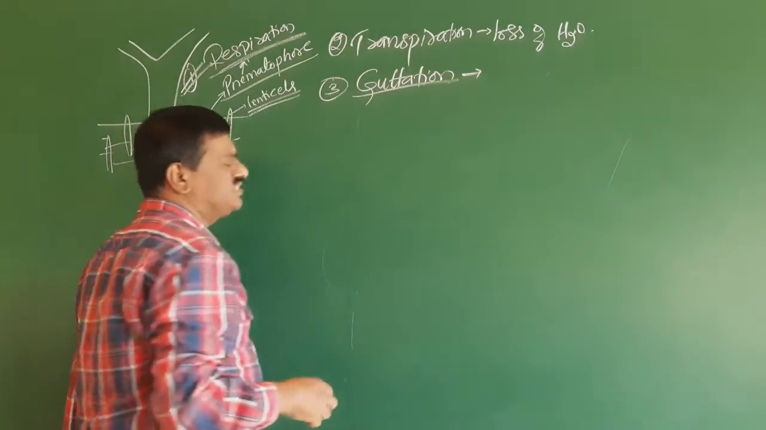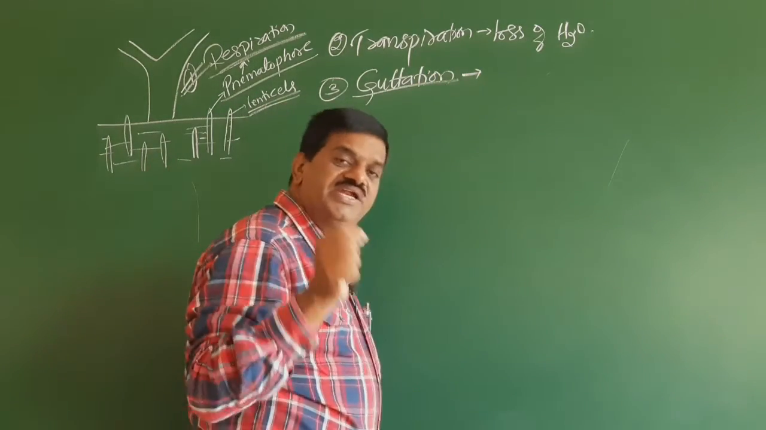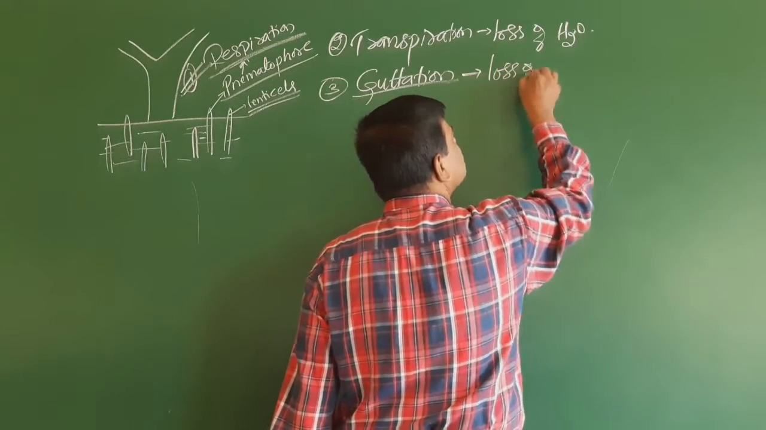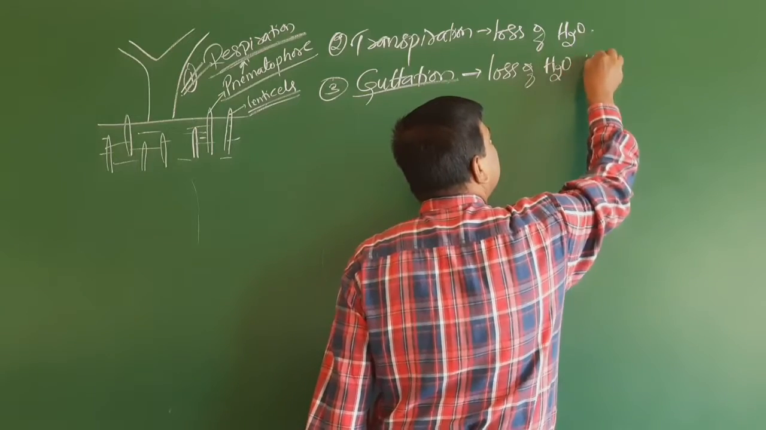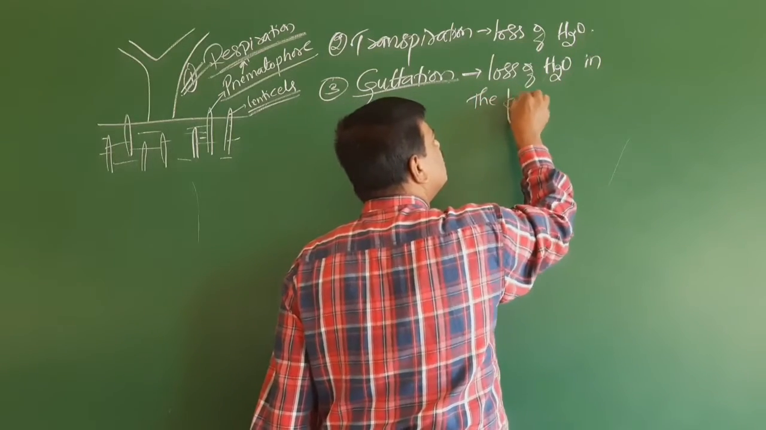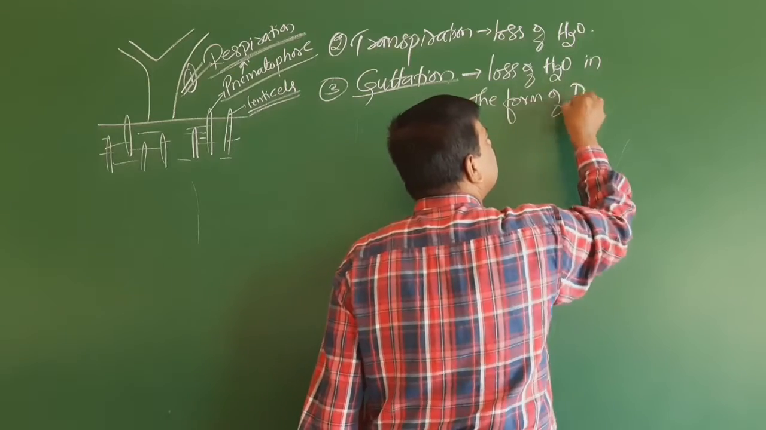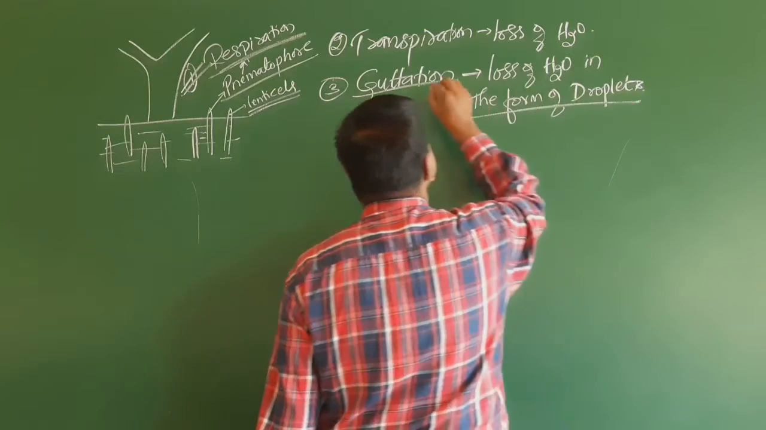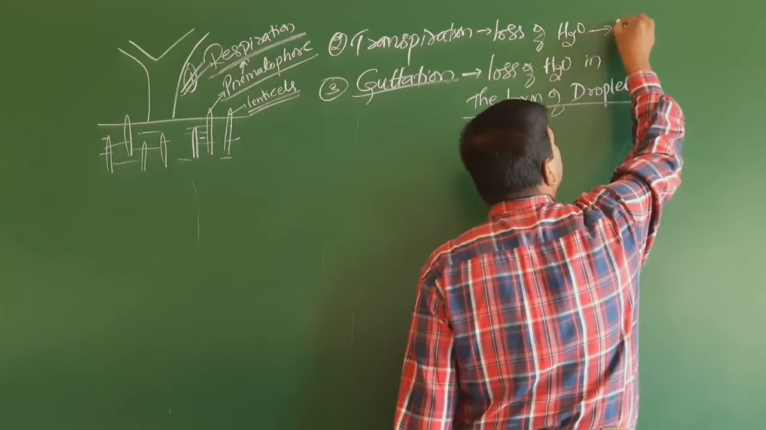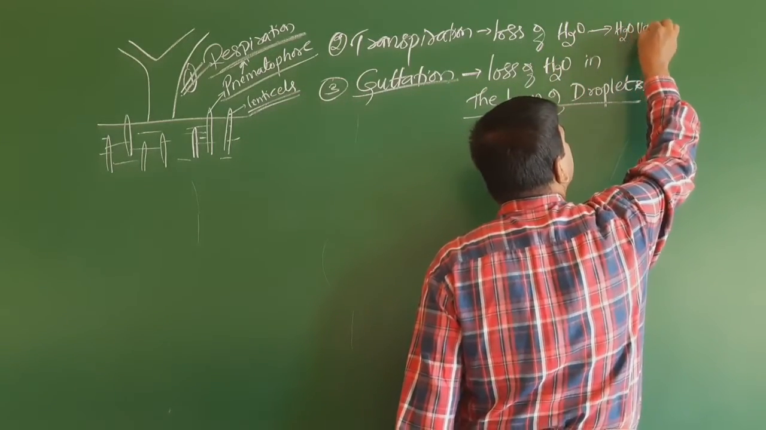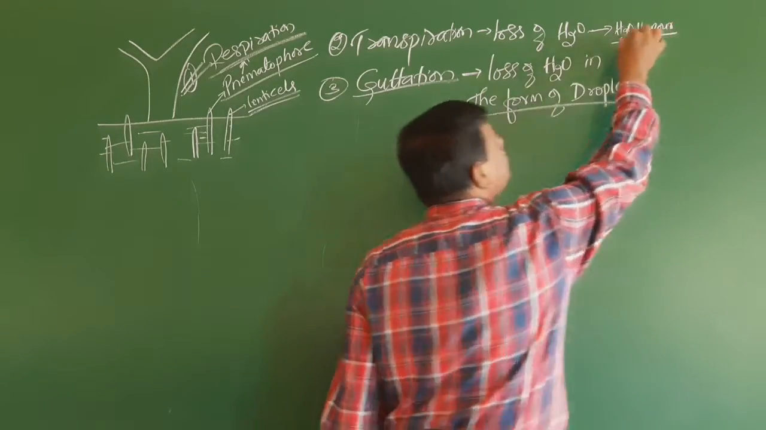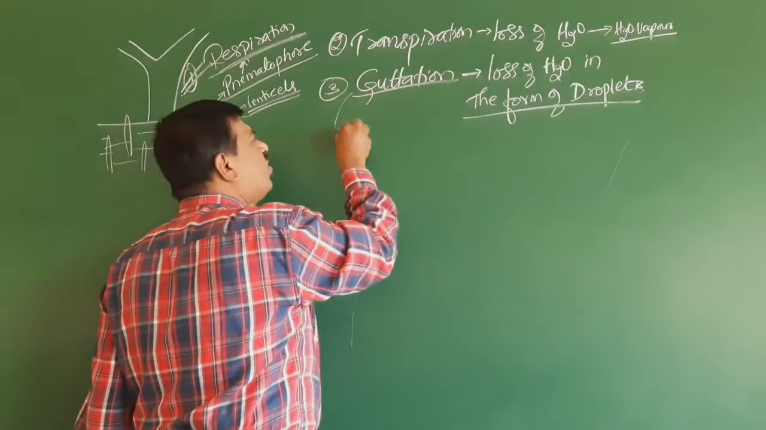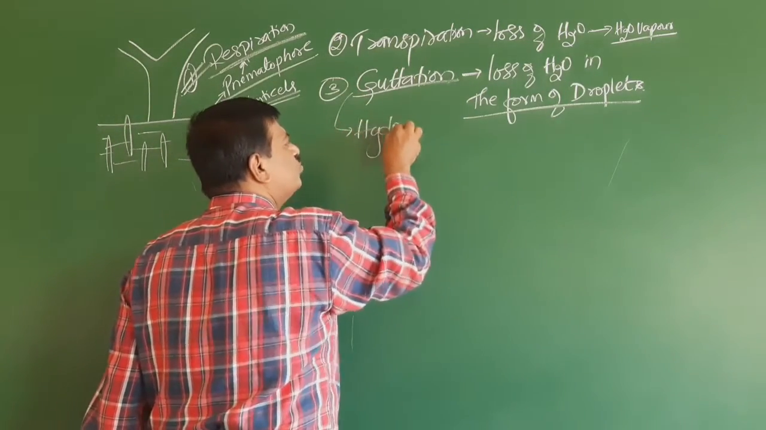Here the guttation is nothing but, again, a loss of water in the form of water droplets. Hence it is called guttation. In transpiration, the water is removed in the form of water vapor, but here it is removed in the form of guttation. And this always takes place through the hydathode.